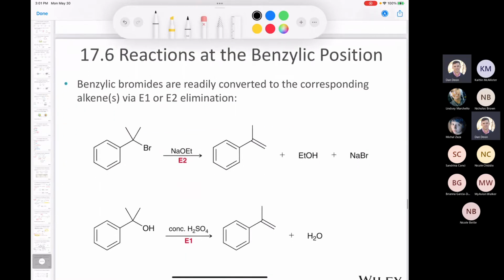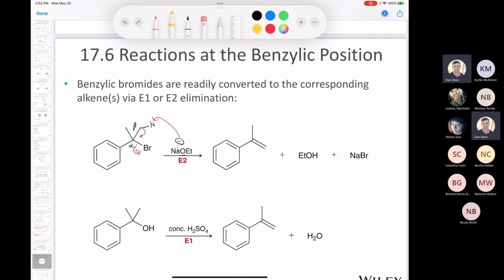What else can you do? You can do E2 and E1 reactions as well. If you have a tertiary benzylic bromide, you can do an E2 reaction because you've got your alpha carbon, you've got your beta carbon, you've got a proton here. Your ethoxide is a base. It can remove the proton and you lose the leaving group in an E2 to make an alkene. And then you end up with something that's even more extensively conjugated, which is conjugated with the ring.